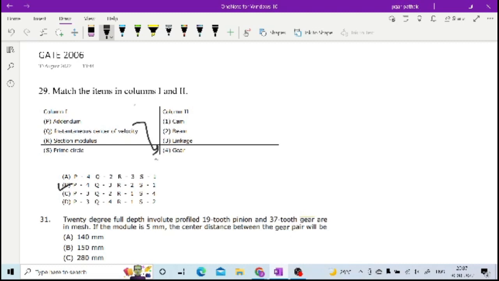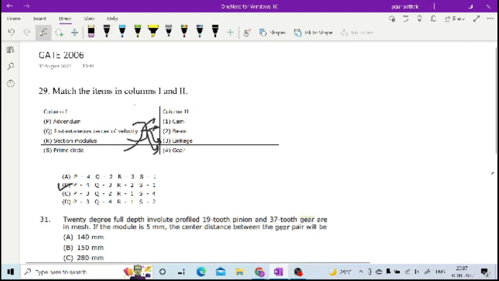So addendum is related to gear, then the instantaneous center of velocity will go to linkage, then section modulus will go to beam, and then prime circle will go to gear, correct.